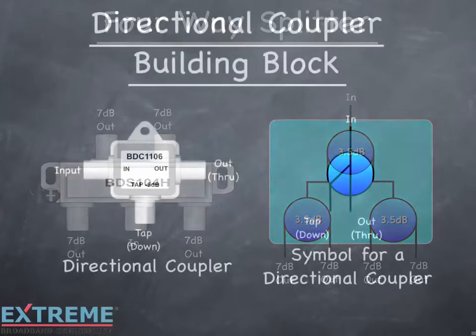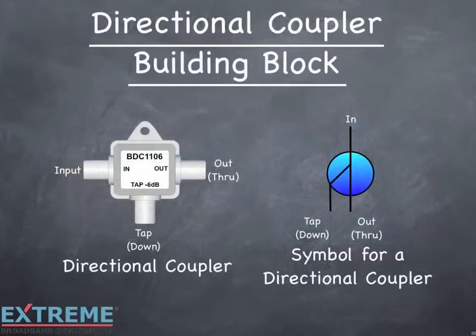The directional coupler is another of the basic building blocks of other splitting devices. When combined with two-way splitters, they make up all other splitting devices. On the left, we're showing a directional coupler, and on the right is the simple equivalent of a directional coupler, with the input port, tap or down port, and an out or through port.